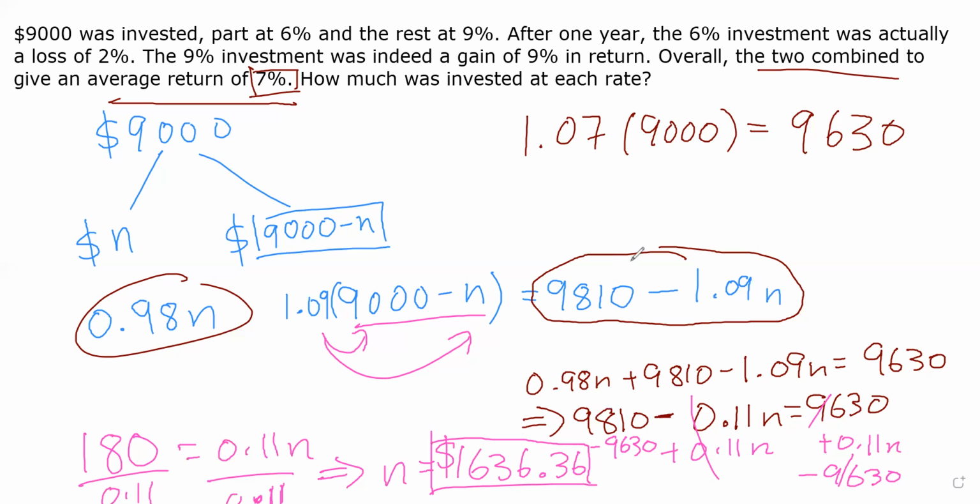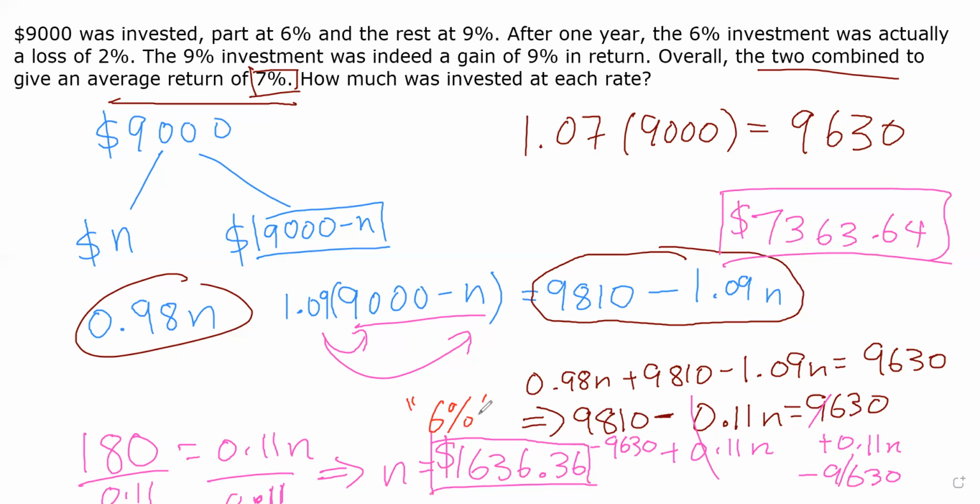And for the other one, we just do 9,000 take away 1,636.36, and we get that the other one is 7,363.64. So this right here was supposed to be the quote unquote 6%, and this right here was the amount of money that was invested at 9%. Okay, and that is it.